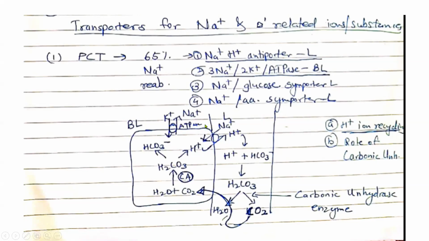Now what happens? At the luminal side, you have different transporters. At the basolateral side, you have different transporters. You need to remember that transporters from the luminal side cannot move to the basolateral side, and transporters from the basolateral side cannot move to the luminal side. Their positions are fixed. So the Na plus H plus antiporter is present at the luminal side, and it is confined to the luminal side. The K plus Na plus antiporter, that is 3Na plus 2K plus ATPase, is present at the basolateral side.